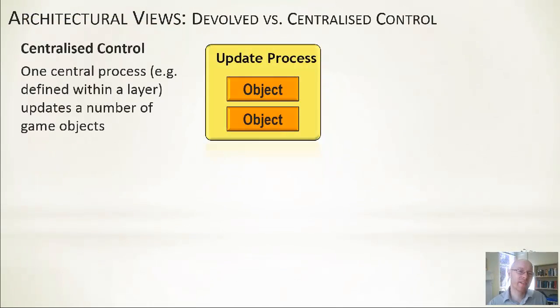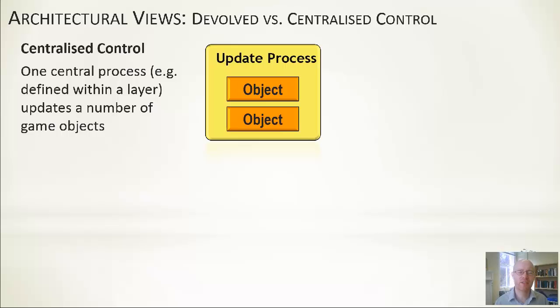Devolved versus centralized control. This is quite an important area within a game. So let's assume that we have a level. Inside that level, we have a bunch of objects. And the level has an update method that we're calling from our game loop. And the goal of that update method is to update all of the objects. And there's two primary ways you can do this: devolved, centralized.